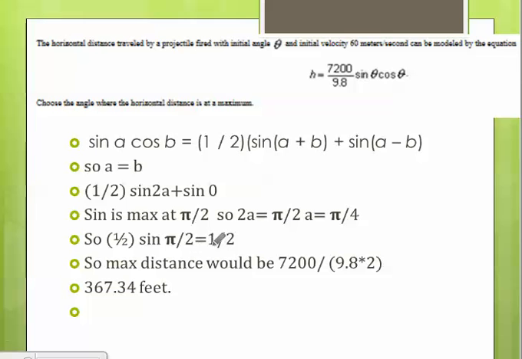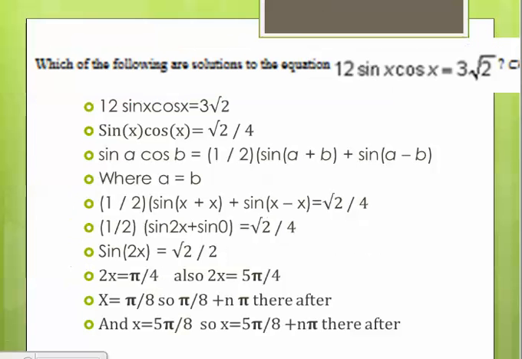So that equals 1/2. So my maximum distance is going to be 7,200 divided by 9.8 times 1/2, or divided by another 2 there. That equals 367.34 feet. That's how you use this identity to help you in this situation. I used this identity because that was what this was equal to. Okay? Going forward.